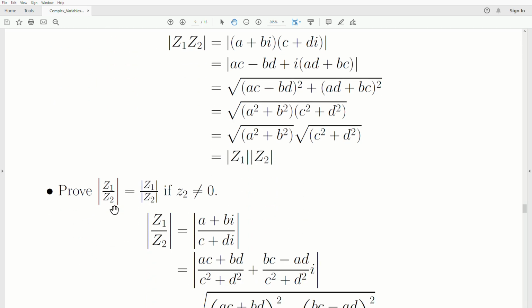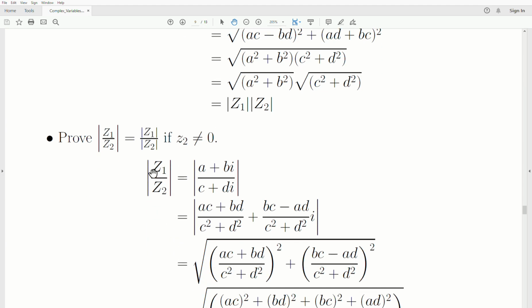Here we want to show that the modulus of the division of two complex numbers is equal to the division of the moduluses of the two complex numbers. And that's assuming that z is not the origin. Remember, z equals 0 means it's 0 plus 0i. So it's the origin. And let's go through that.